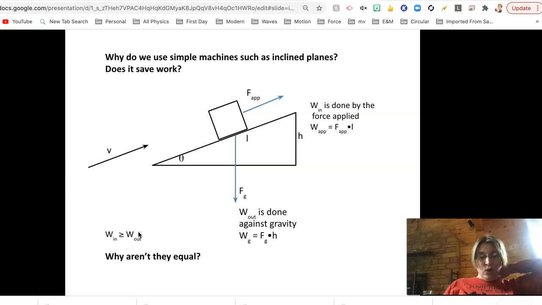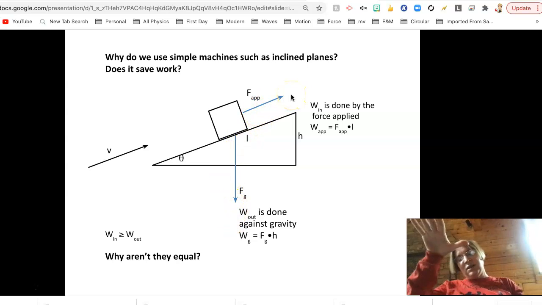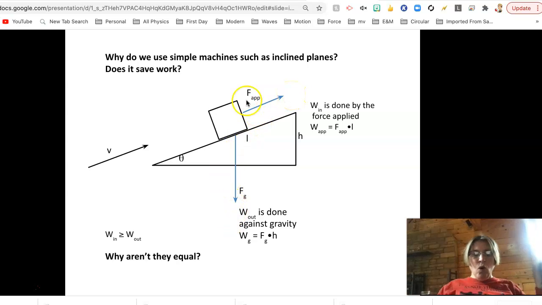One thing that's not true is there's no way to make a simple machine reduce the work. There's always a trade-off, right? So if you're reducing the force, and notice that the force applied is lower than the force against gravity, right? Then the trade-off is that the length of the ramp is longer, right? Or if you use this larger force, then the trade-off is that the height that you're lifting it is shorter. There's always a trade-off.